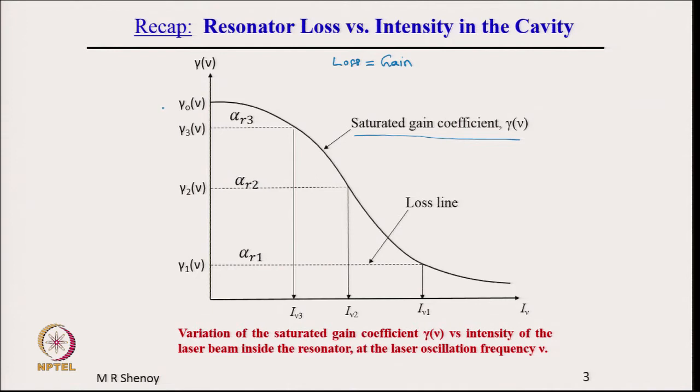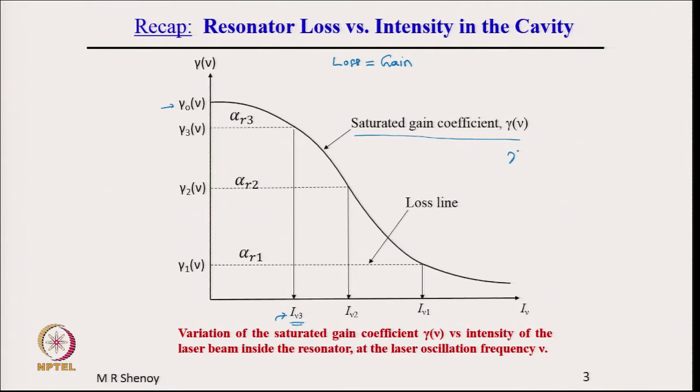So, gamma 0 of nu is the small signal gain coefficient, that is when the intensity is very small in the amplifier. So, this is the gain coefficient of the medium. We see that if alpha r is large, which means when the laser is oscillating, gamma is equal to alpha. When the loss coefficient is large, consider the corresponding intensity inside the resonator. So, this I nu is the intensity inside the resonator.